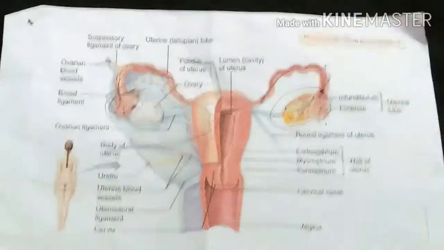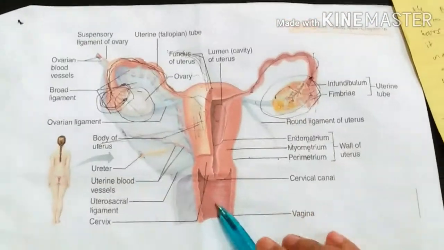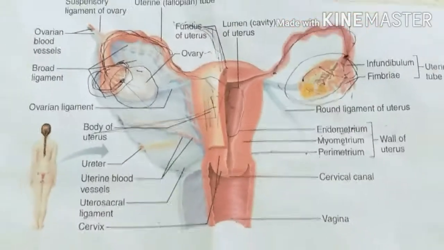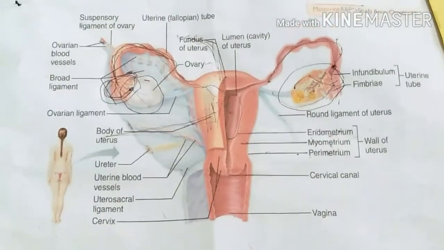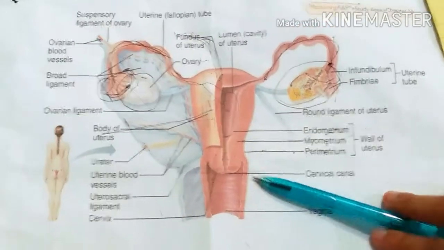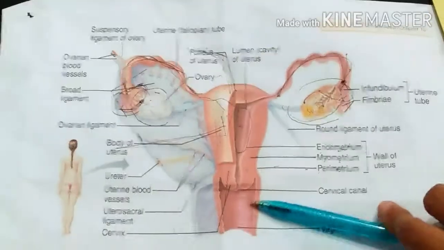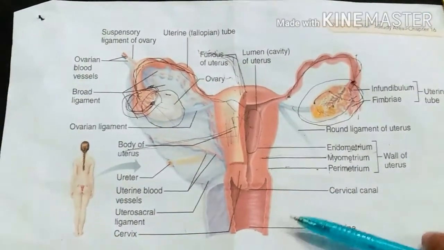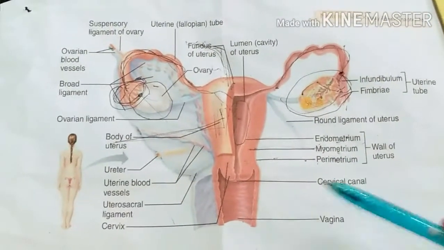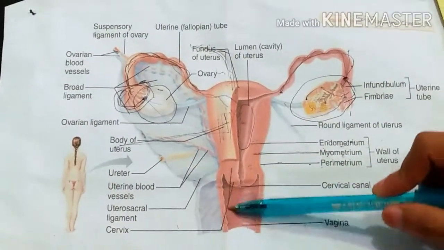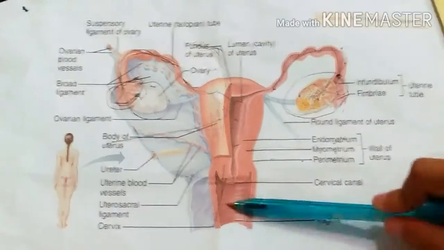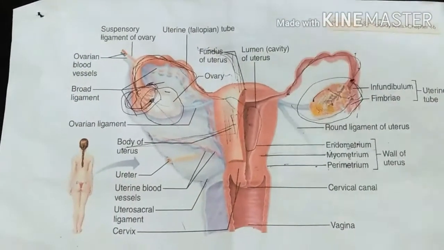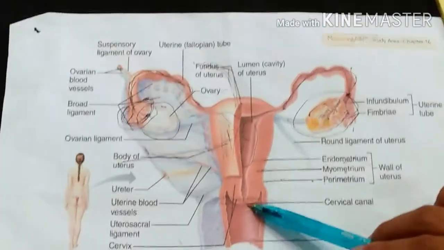Next is the vagina. So this is the vagina. The vagina is a fibromuscular tube that extends from the cervix to the vestibule of the vulva. The vagina receives the penis and semen during sexual intercourse and also provides a passageway for the menstrual blood flow to leave the body. So this is the vagina, in which the penis and semen enter. So this is the cervical canal.